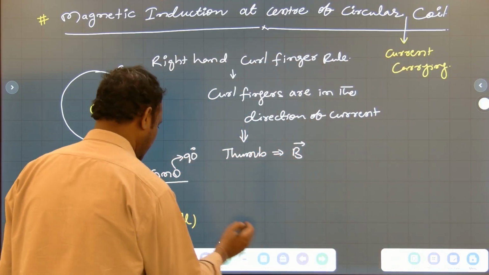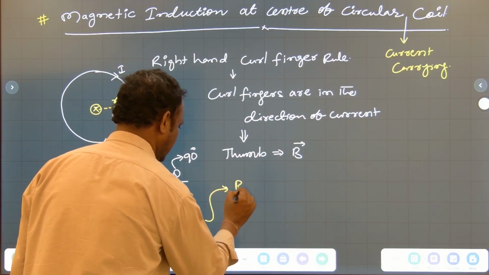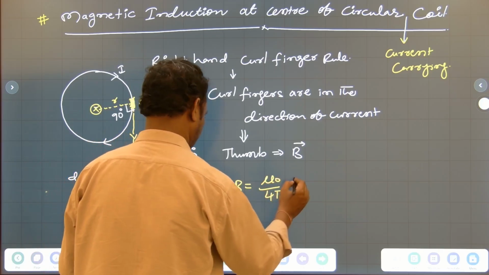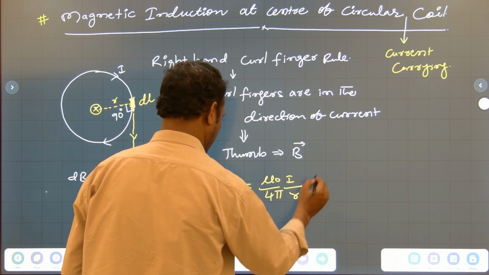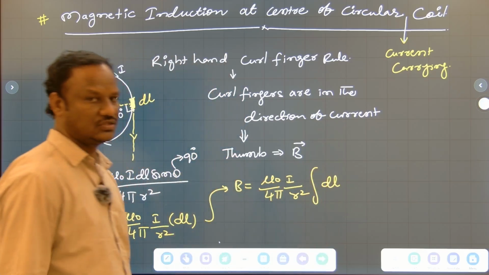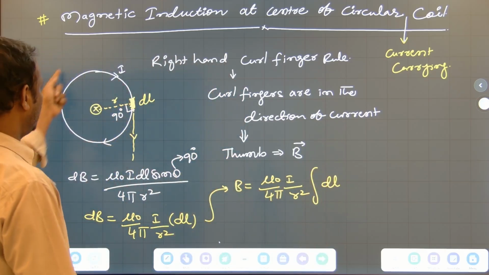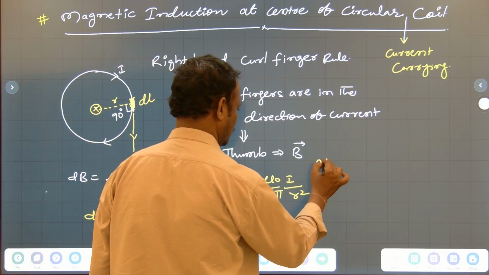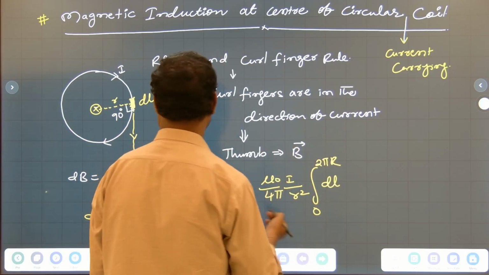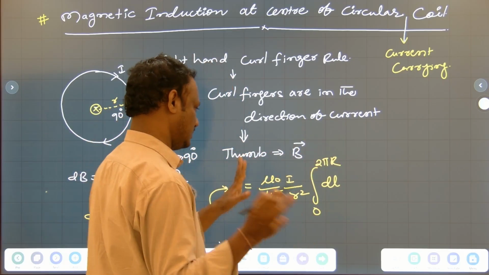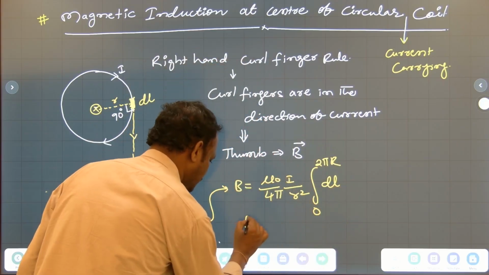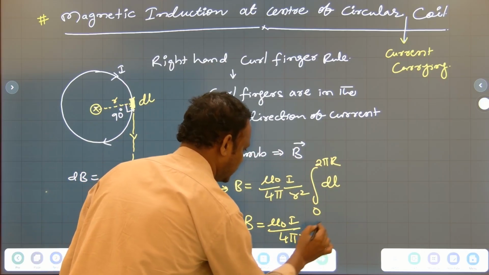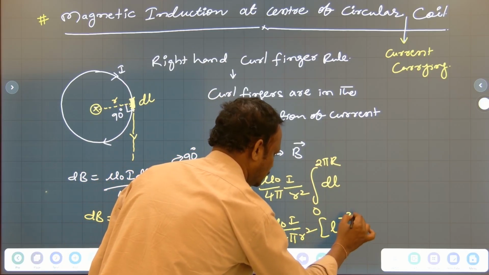So B is equal to mu naught by 4 pi, I by r square, integration over dl. dl in total, from here to here, means what is the length? The circumference, 0 to 2 pi r. Here I wrote small r, capital R, no issue. So B is equal to mu naught I by 4 pi r square, integration of dl is L, that is 2 pi r.